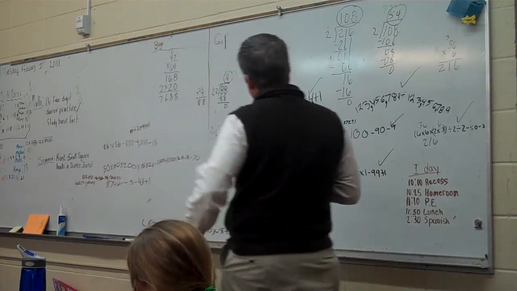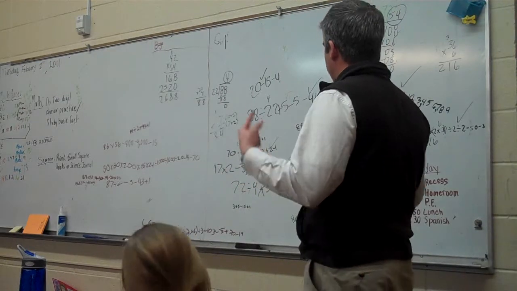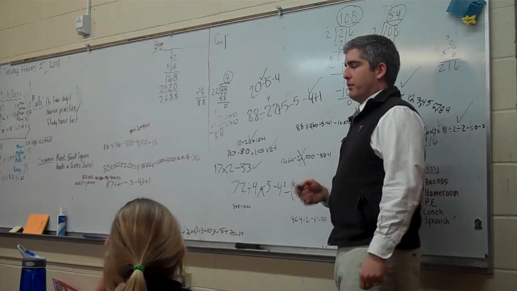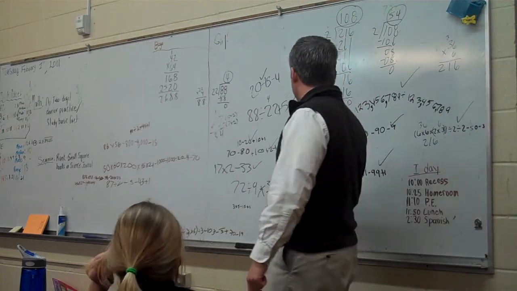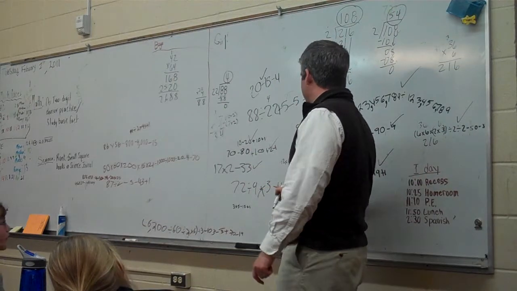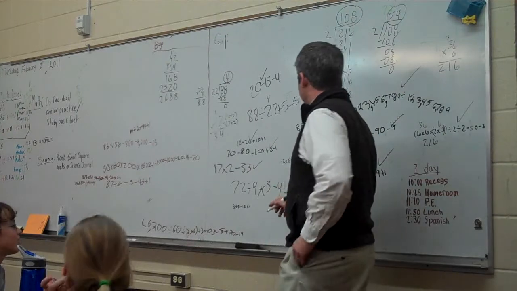Then we have, let's see, we really have to work on order of operations here. We have 72 divided by 9 times 3 minus 4 squared minus 4 times 2 plus 1. What do we do first, everybody? Parentheses. 4 times 2. Then what do we do? Exponents. Good. 4 squared is just 4 times 4. Catherine, what's 4 times 4? 16.